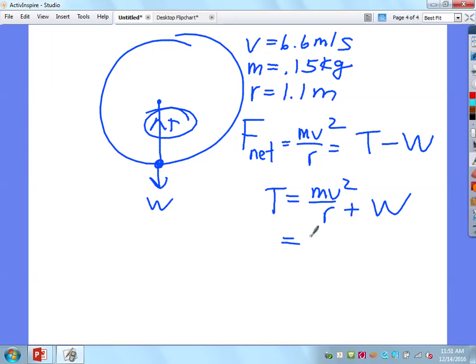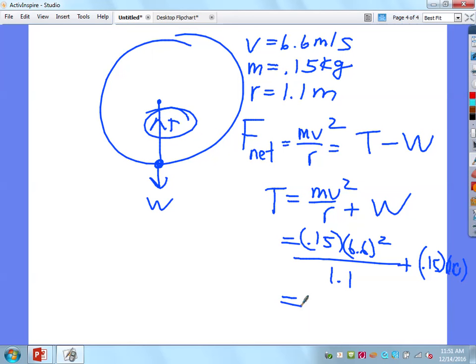And so then I plug everything in. 0.15. This time I need the mass because I'm solving for a force. 6.6 squared over 1.1 plus 0.15 times 10, m times g. 10, sorry. Okay. And this comes out to 7.44 newtons. So the tension is larger, obviously, always on the bottom.